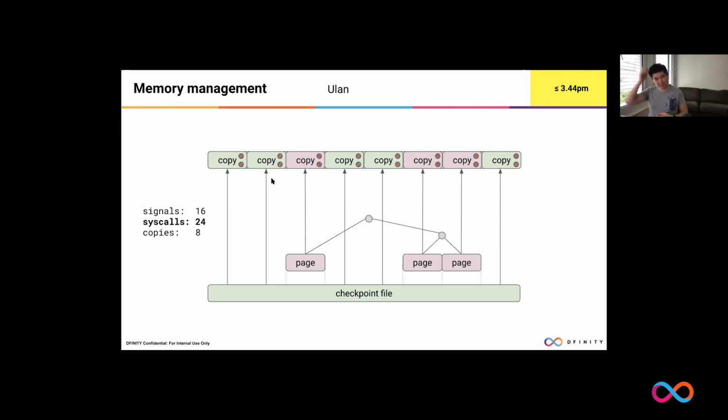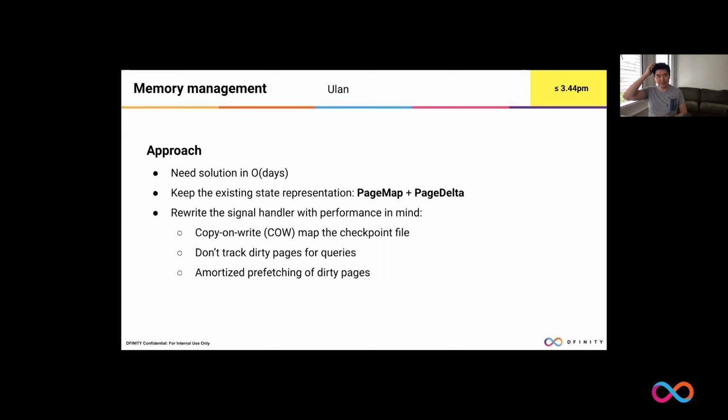On the next slide, this is the approach I took. We needed a quick solution. It had to be done in days, not months, right? So for that reason, I decided to stick to the existing state representation that we already have that works, but push optimization as much as possible in the signal handler. And there are a couple of ideas that I will briefly explain now.